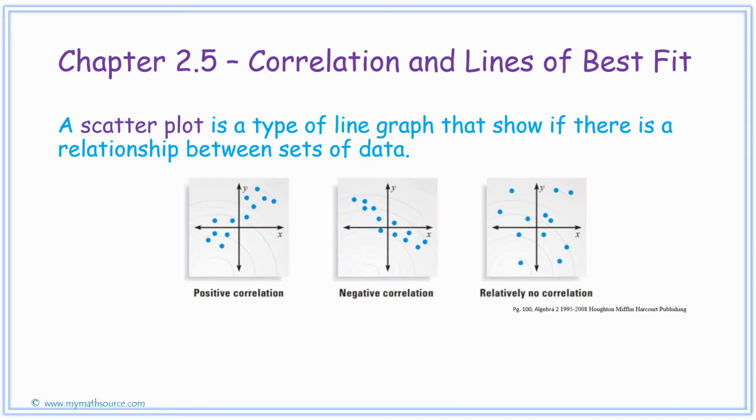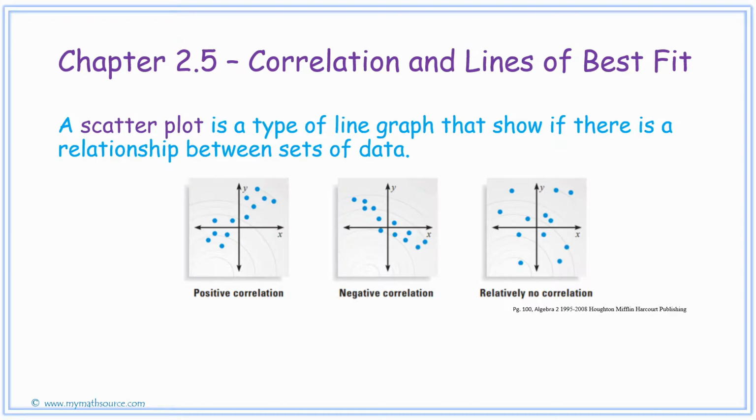In this lesson, we're going to look at correlation and lines of best fit. Now, this topic is normally for statistics, but because it has elements of what we saw in linear equations, we're going to learn about it here. A scatter plot is a type of line graph that shows if there is a relationship between sets of data. So here we see three representations taken from the textbook.